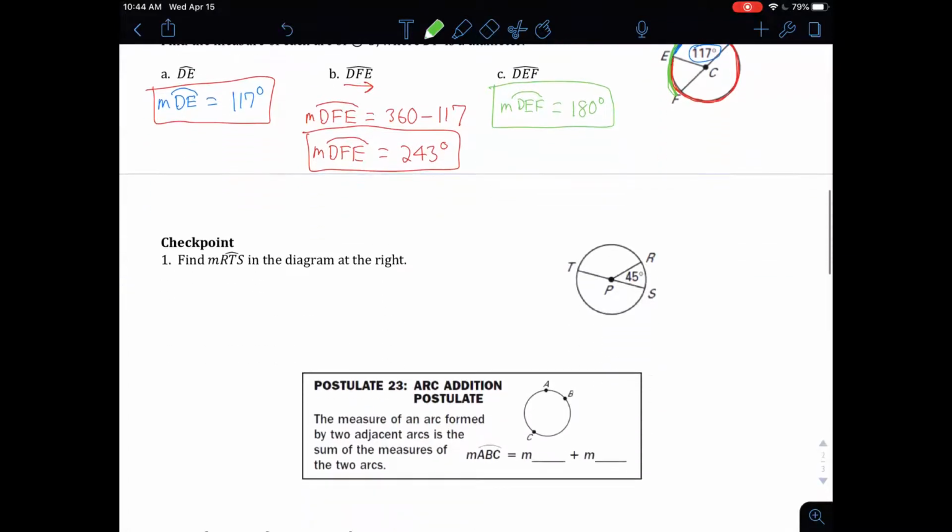All right, welcome back. So for this one, we're looking for RTS, which is all the way around like this, which is the rest of the circle. We know that this part of the circle is going to be 45, right? So if we're looking for everything outside of 45, measure of major arc RTS is going to equal 360 minus 45, which equals 315 degrees. So the rest of the circle is going to be 315 degrees.